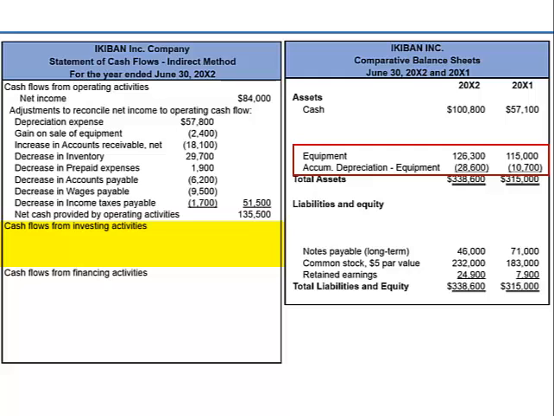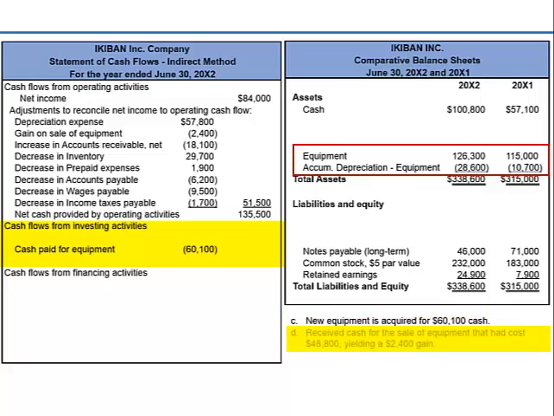Cash flows as a result of the purchase or sale of long-term assets are included in the investing activities section. In the additional information, we're told that new equipment is acquired for $60,100 cash. This is listed as a cash outflow in the investing activities section. We're also told that we received cash for the sale of equipment that had cost $48,800, yielding a $2,400 gain. This information does not directly tell us how much cash was received from the sale of equipment, but we can use the change in the balance sheet accounts to back into the amount of the cash receipt.